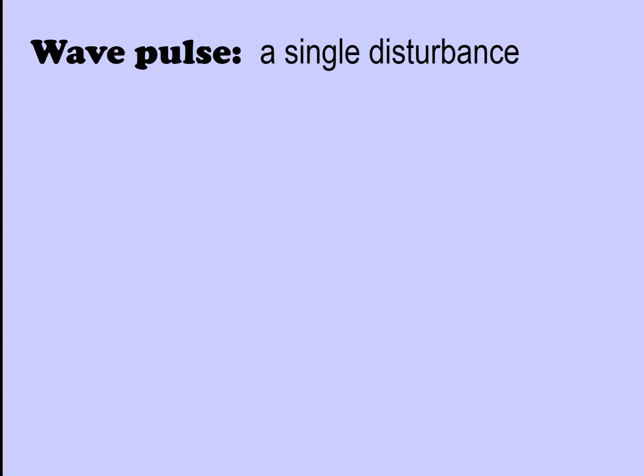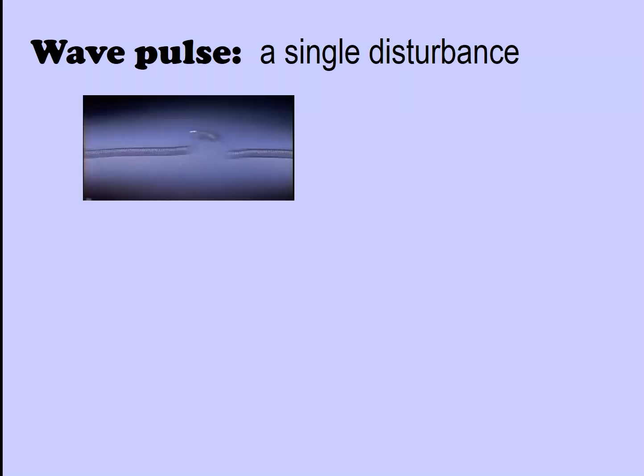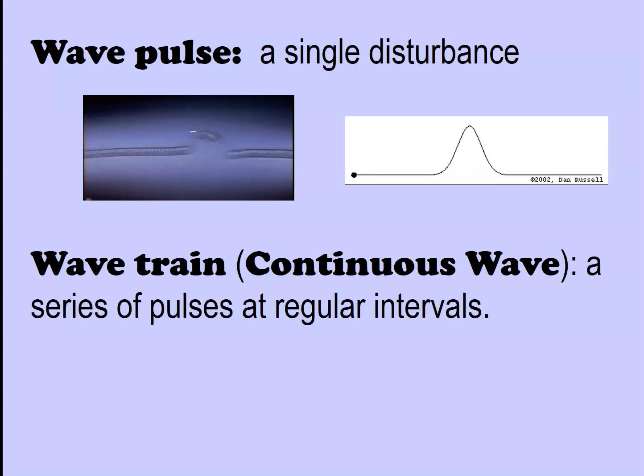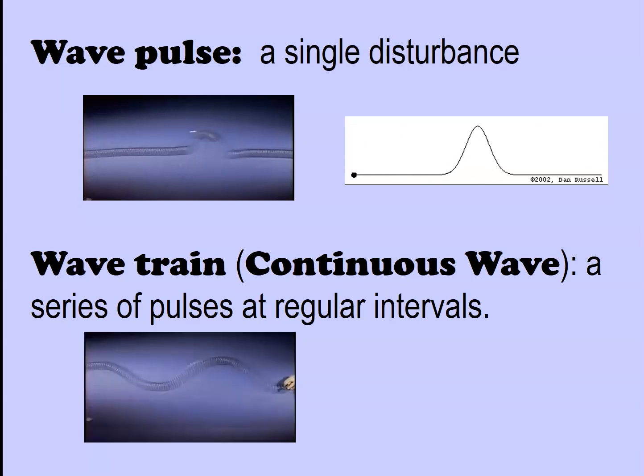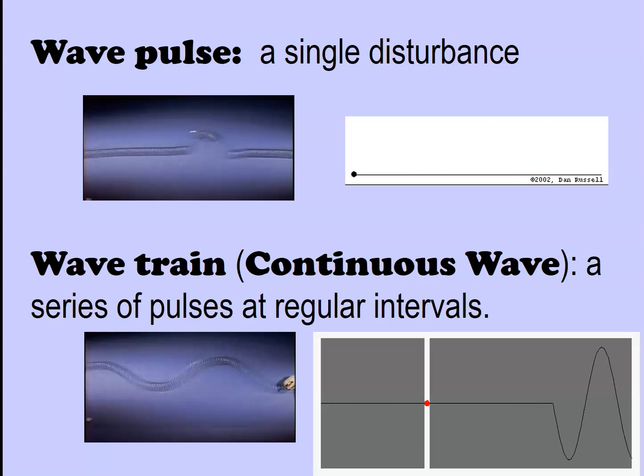A wave pulse is really a single disturbance. So here on our slinky, it's just one disturbance. Then we call a series of those a wave train. This is a continuous wave, a series of pulses at regular intervals. So here we see one on a slinky, and then here we see an example of one. You'll hear both of those terms referred to throughout this unit.